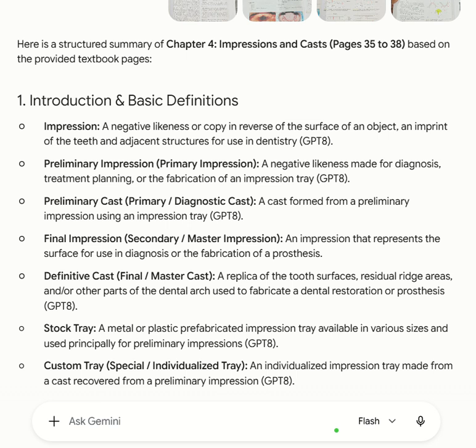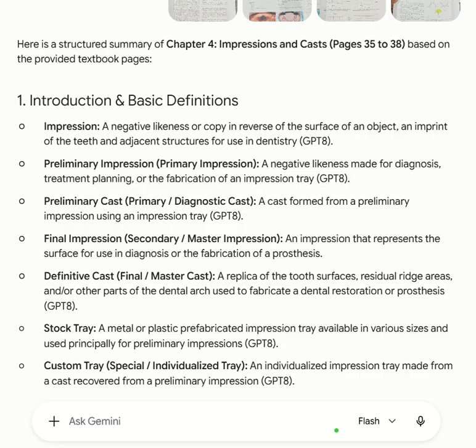Stock tray: a metal or plastic prefabricated impression tray available in various sizes and used principally for preliminary impressions, GPT-8. Custom tray, special, individualized tray: an individualized impression tray made from a cast recovered from a preliminary impression, GPT-8.